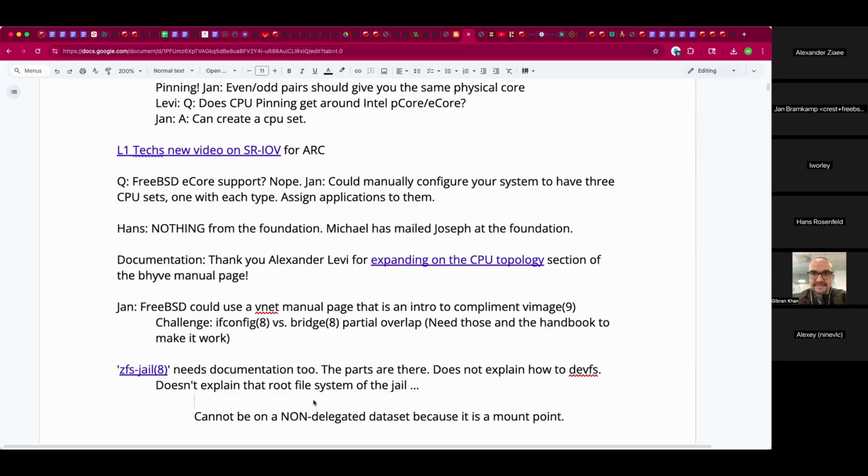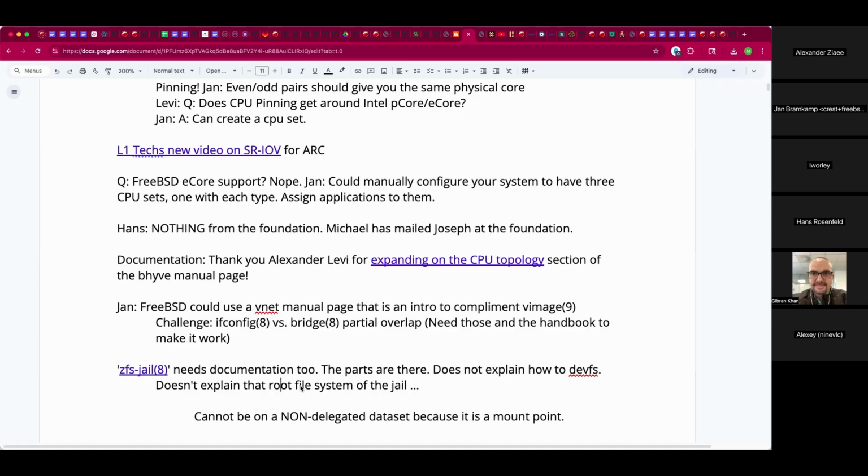Jan, or at least Alexander, are we clear on what you are saying about what can and can't be done? Jan needs to tell me. What I'm trying to write is that the root file system of the jail cannot be delegated to the jail with this utility. The root directory doesn't technically have to be a file system. That's an important caveat. Thank you.